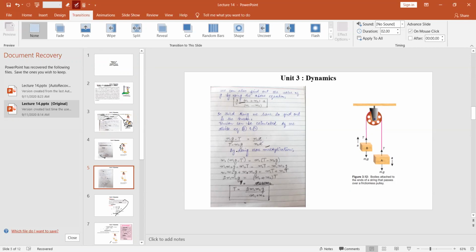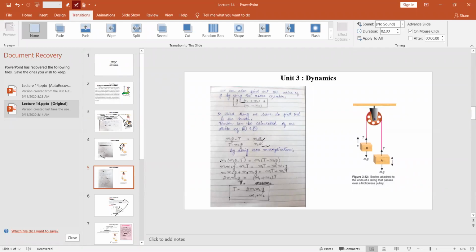T minus M2G, which is equal to M1A by M2A, and you cross multiply it because on the left hand side you cannot cancel, since there's a negative sign between two values. If there's a negative sign between two values you cannot simply cancel out. But on the right hand side you can cancel out the acceleration because they are dividing each other, right? So when you do the cross multiplication, you get M2 into M1G minus T is equal to M1 into T minus M2G, right?